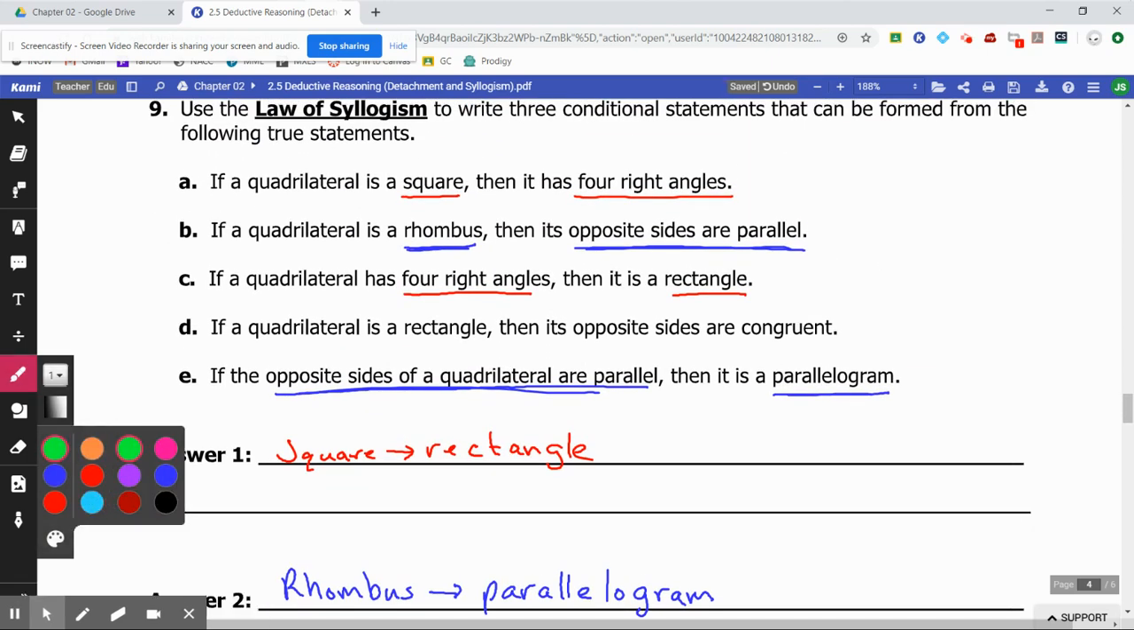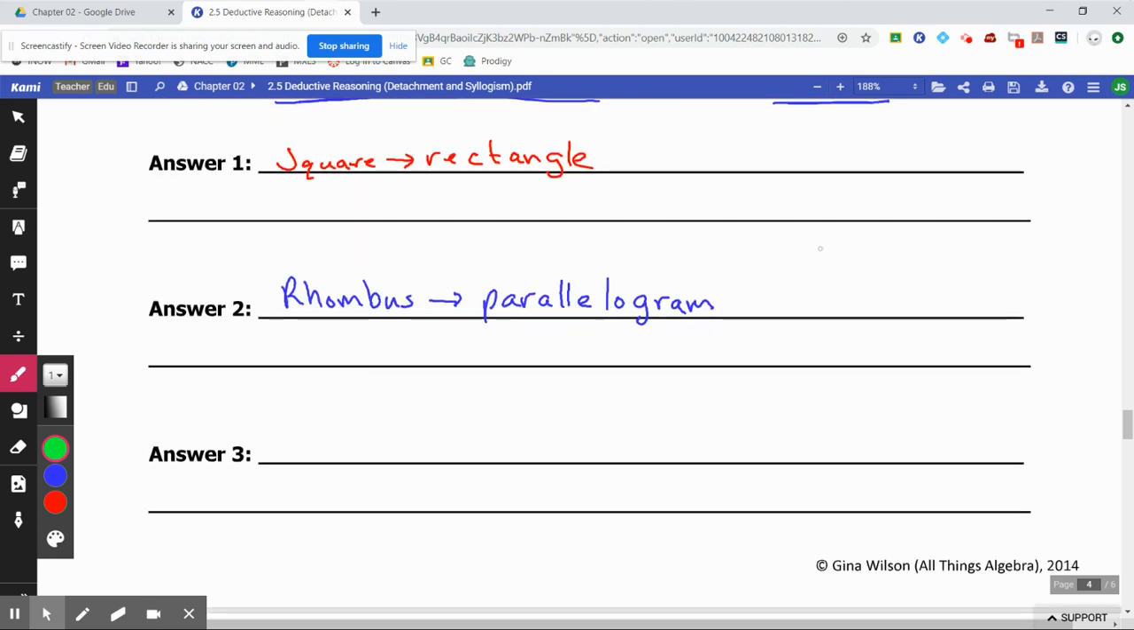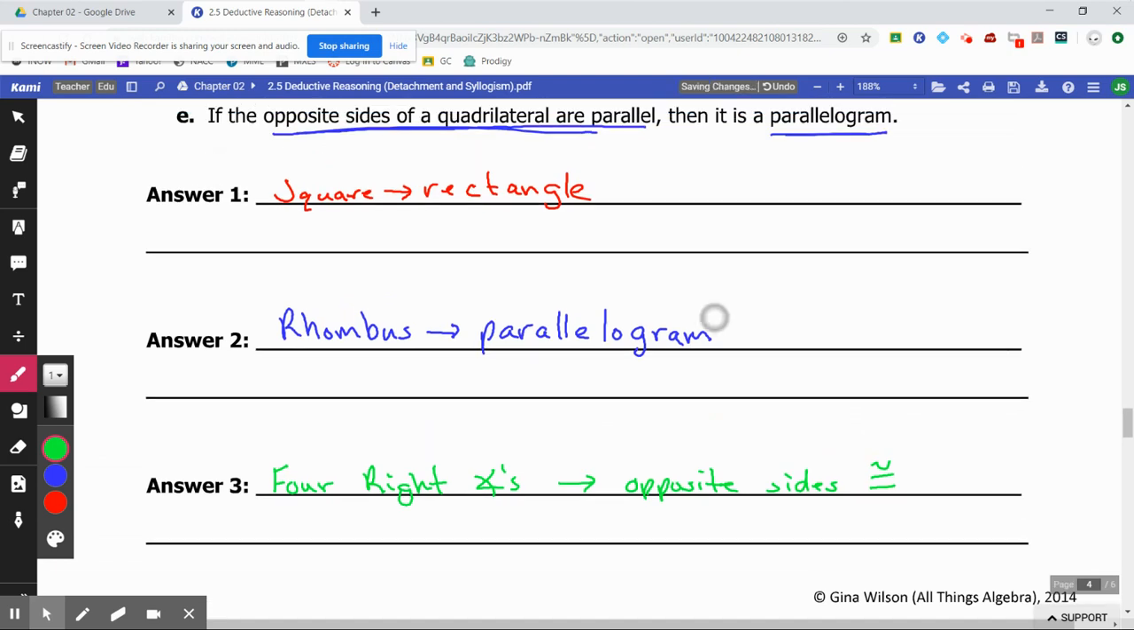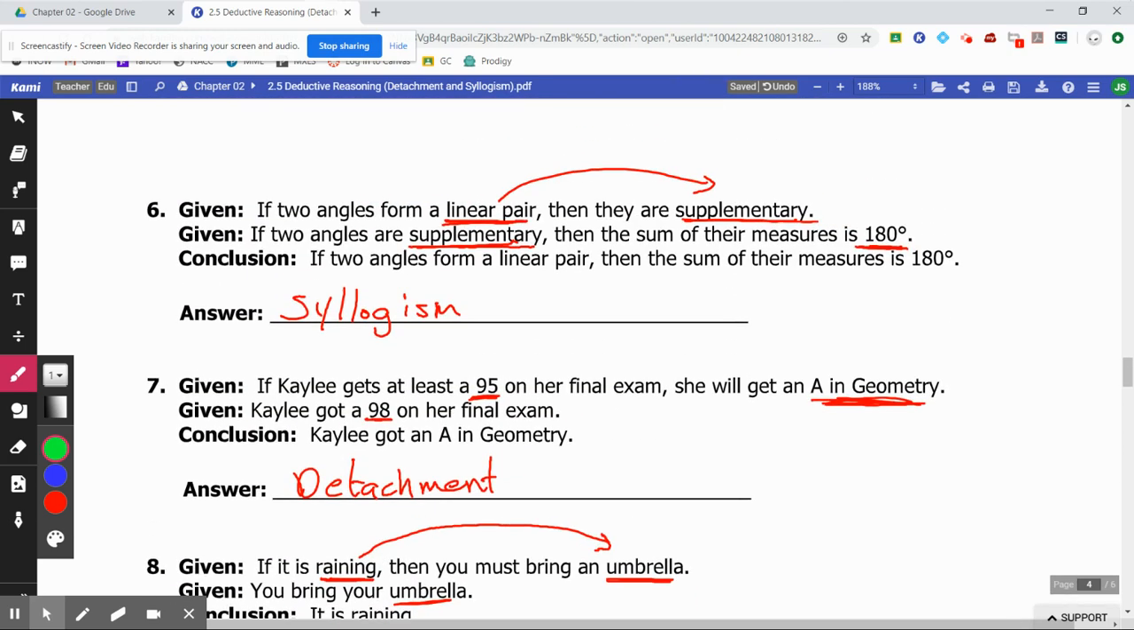Let's look at C and D. C says if a quadrilateral has four right angles, then it's a rectangle. And D says if it's a rectangle, then its opposite sides are congruent. So we could connect those and say if a quadrilateral has four right angles, then its opposite sides are congruent. So four right angles implies opposite sides are congruent.